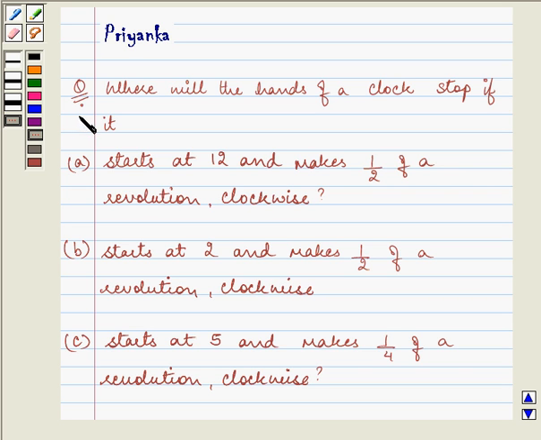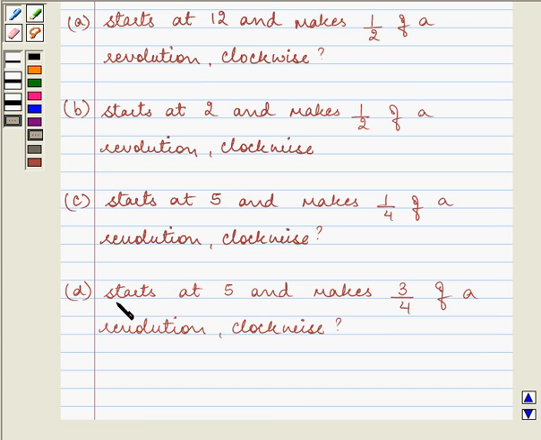Let us discuss the following question. It says, where will the hands of a clock stop if it starts at 12 and makes half of a revolution clockwise, starts at 2 and makes half of a revolution clockwise, starts at 5 and makes 1/4 of a revolution clockwise, and starts at 5 and makes 3/4 of a revolution clockwise?